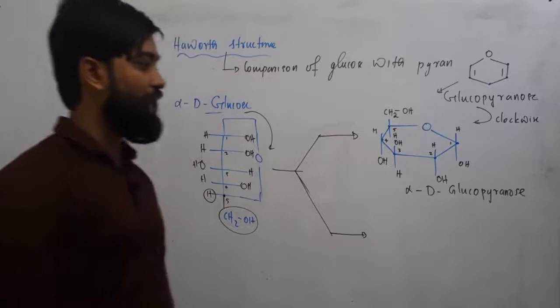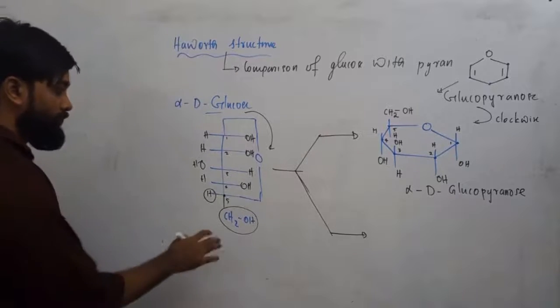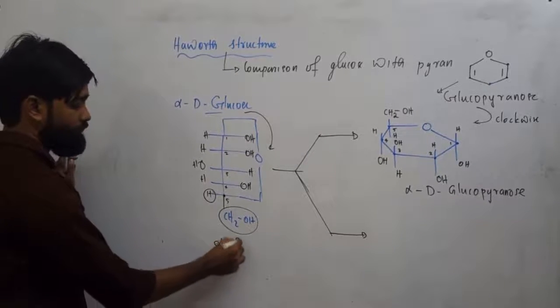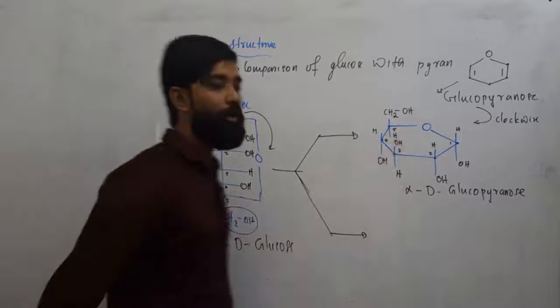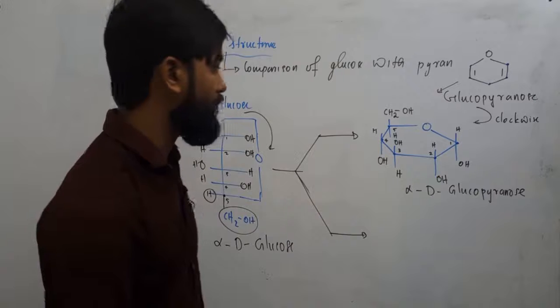Alpha D glucopyranose. This is simply alpha D glucose. And its Haworth structure, compared with the pyran, is said to be alpha D glucopyranose.